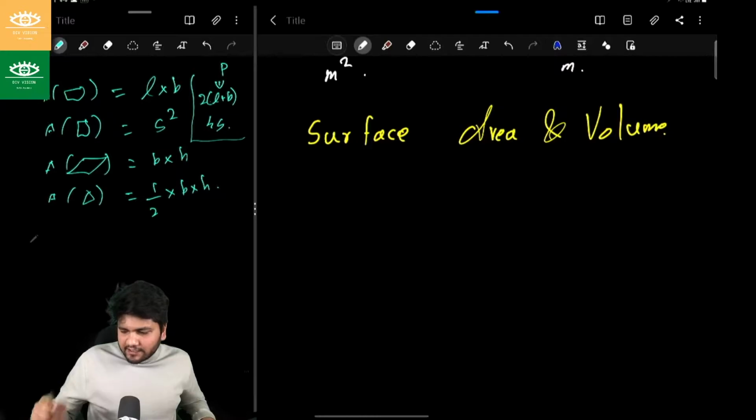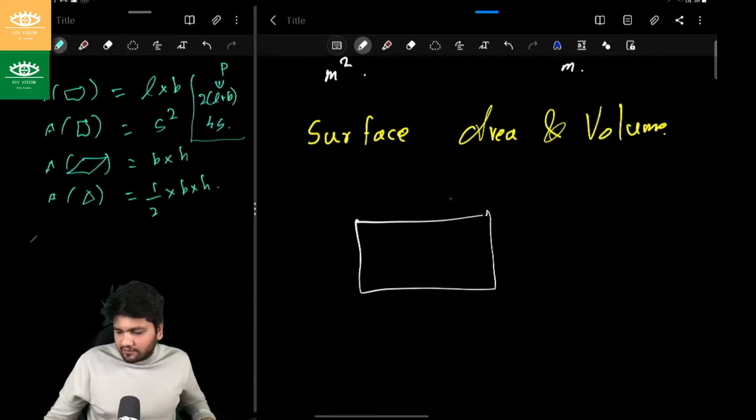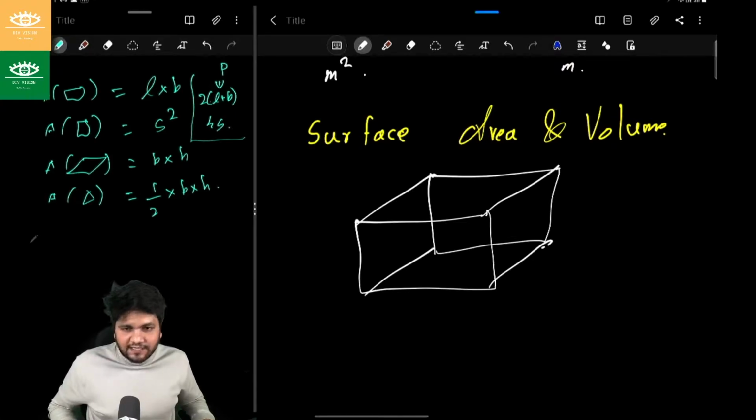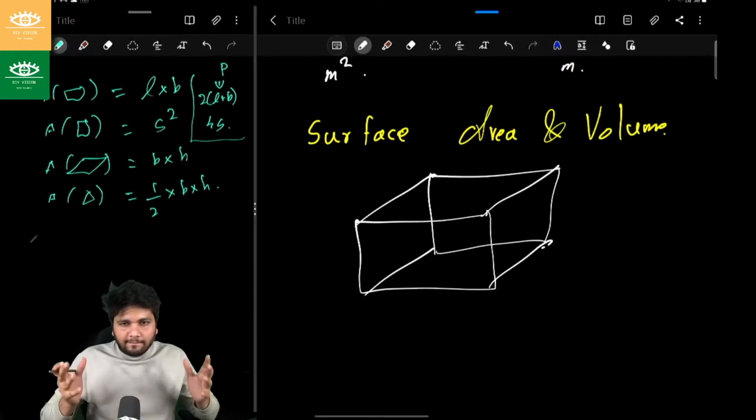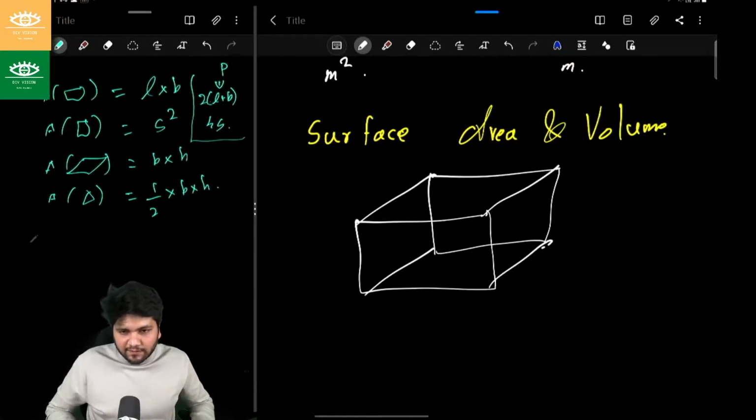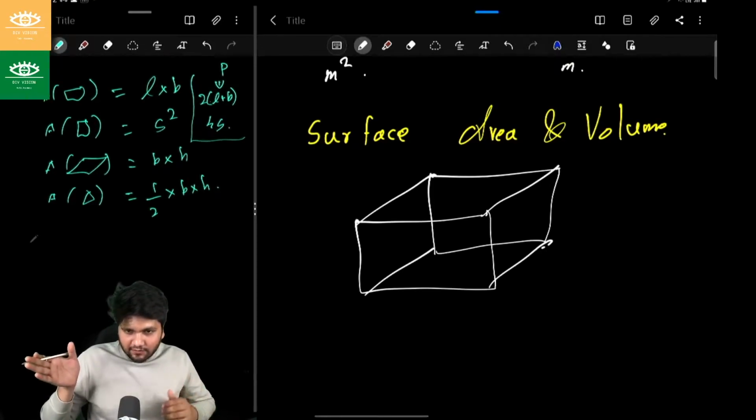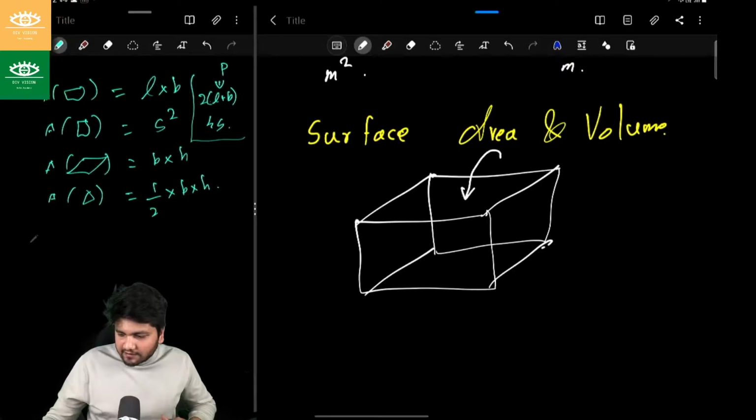So first of all, let's discuss surface area and volume. What does it mean? Surface area means what? If I have a 3D shape like this, I'll just draw one cuboid. Surface area means the amount of paper required to wrap this box efficiently. If I have some paper which I want to stick there to close that box, the amount of paper required is basically surface area, and the amount of air which is there in this shape is basically volume.